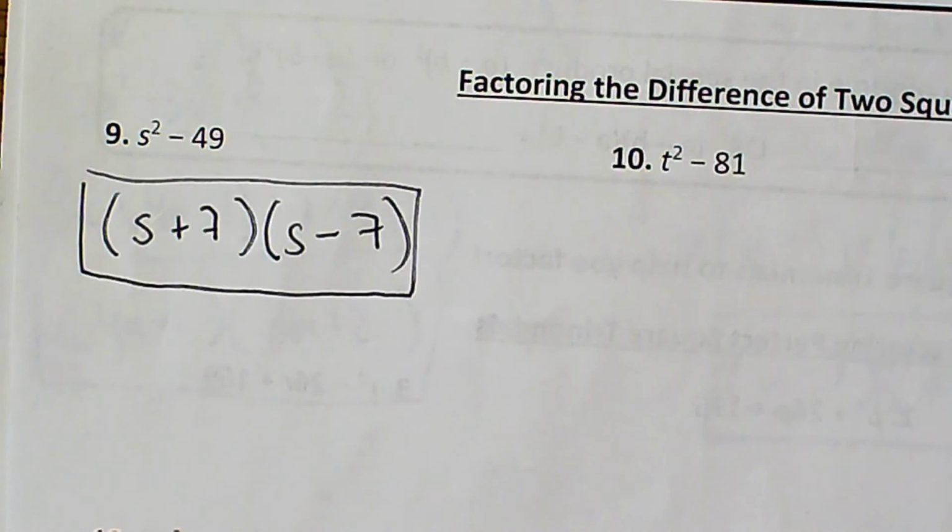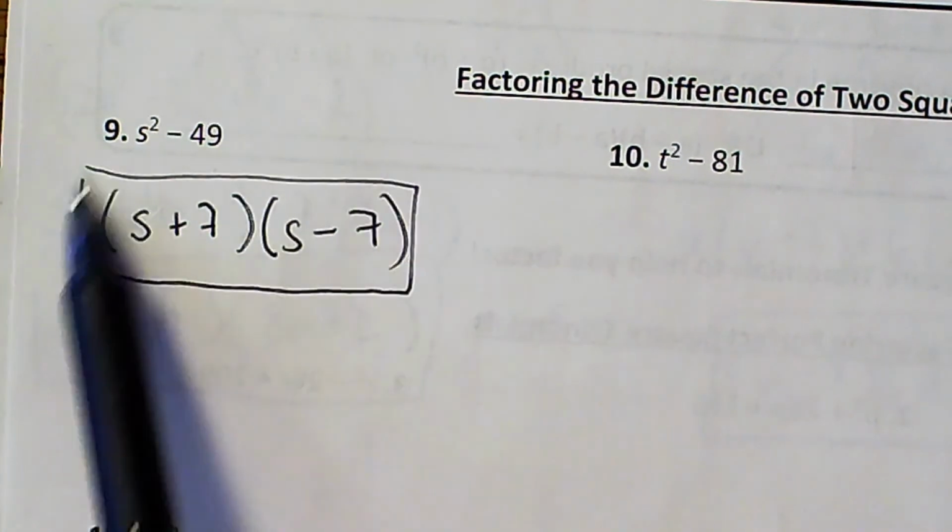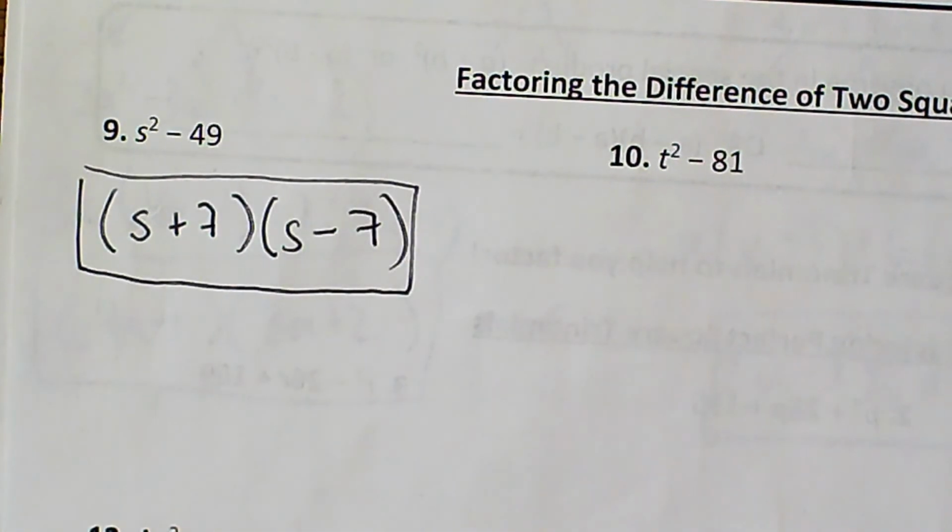Well, if they add up to 0, then one's got to be positive and one has to be negative. It would be 7 and negative 7. So you could go through that process, but it's way easier if you just know the rule for factoring a difference of two squares. Number 10.